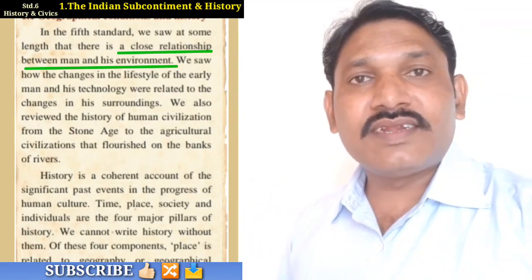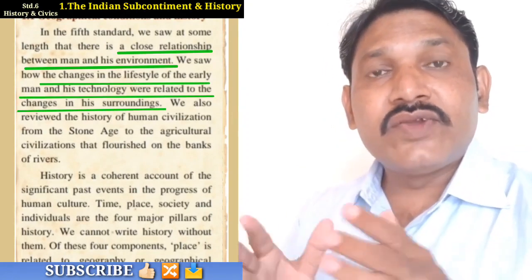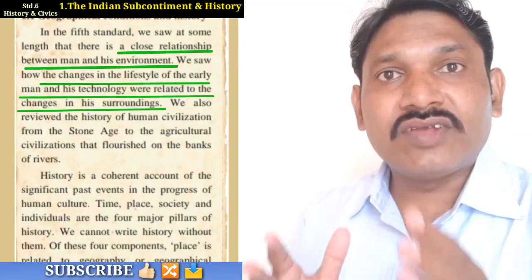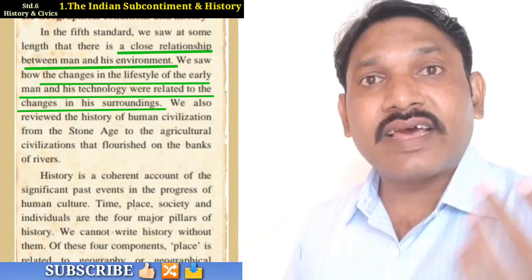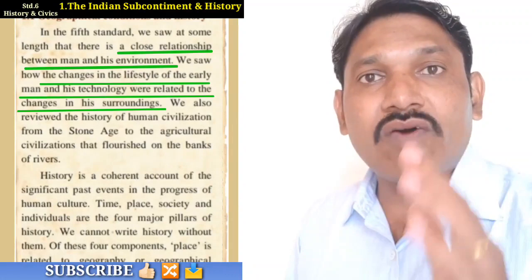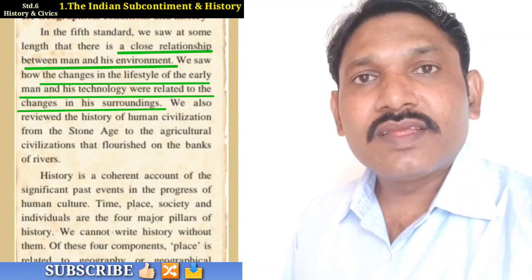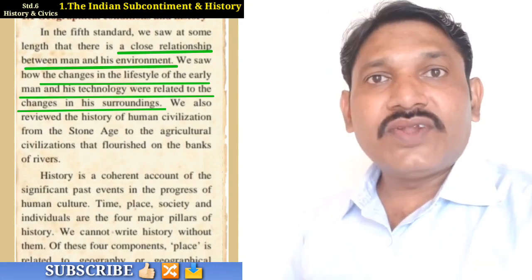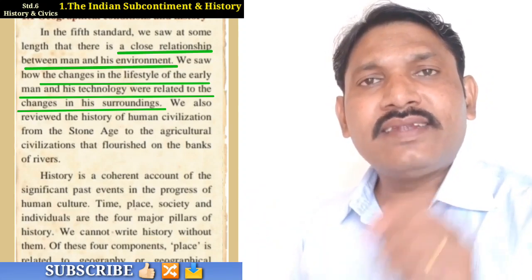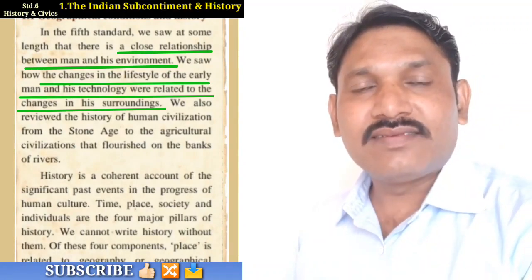As well as we have studied that changes in the human lifestyle of early man and his technology are related to his surroundings. Okay students, yes, we have studied the changes in the lifestyle of early man and his technology were related to the surroundings of the person. For example, whatever changes took place in the life of early man, it is because of the changes in the surroundings or environment, we can say.